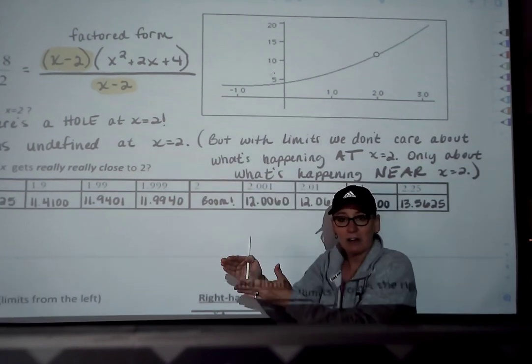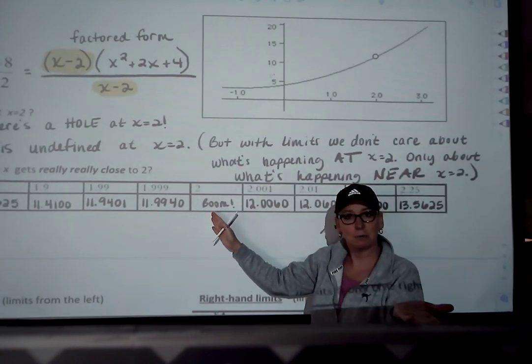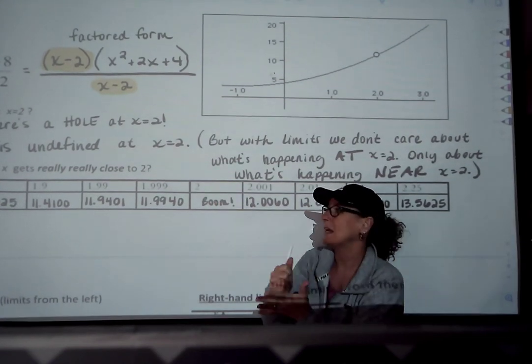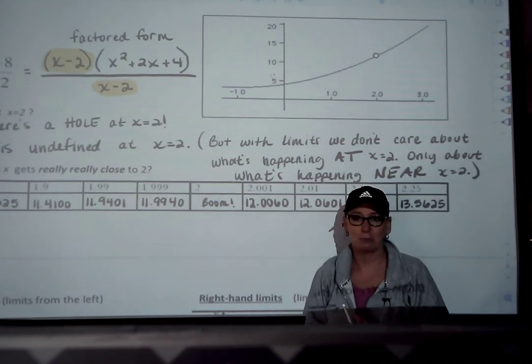But is there actually a y value of 12? No, because the function blows up at what would be 2, 12. That's when the function blows up.